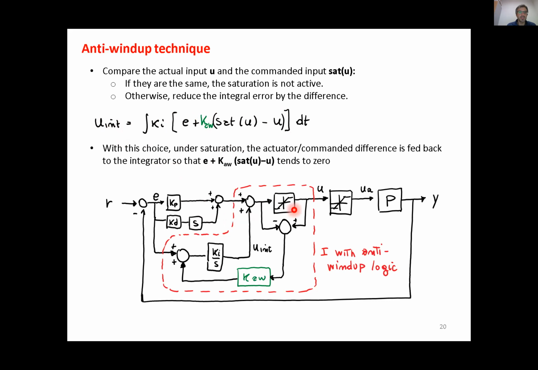So this is the scheme you should use. You have the saturation of U here minus the U variable, then you multiply by a gain that tells you how fast you want this to react, and then this is added to the E tracking error, and this is then integrated and summed up to the other part of the PD controller. So this is a PID controller with anti-windup technique.